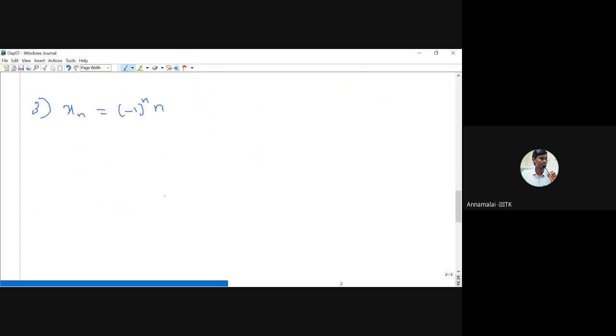Okay, we discuss some exercises. First exercise: suppose each xn of the sequence is positive. Then xn converges to 0 if and only if 1 by xn, because each xn is non-zero, therefore we can define 1 by xn, diverges to plus infinity. If xn converges to 0, then 1 by xn diverges to plus infinity. So this is a result.